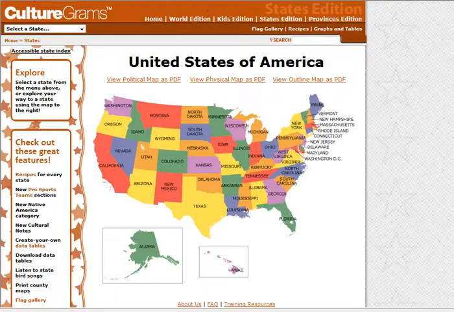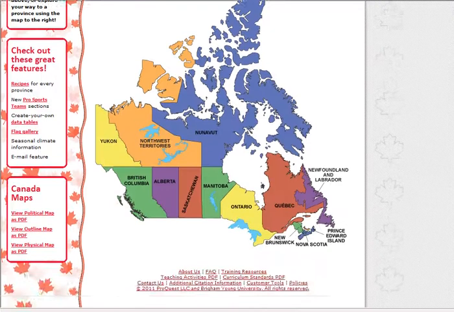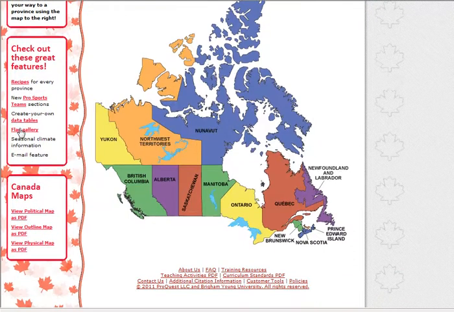As well as, after you find out information on the states, if you wanted to go over to Canada, then you would click the Provinces Edition, and it will pull up a map of Canada. And notice it's got recipes also for every province. Sports are also very important in Canada, and we can look at the pro sports teams and look at all the different flags that there are in Canada.